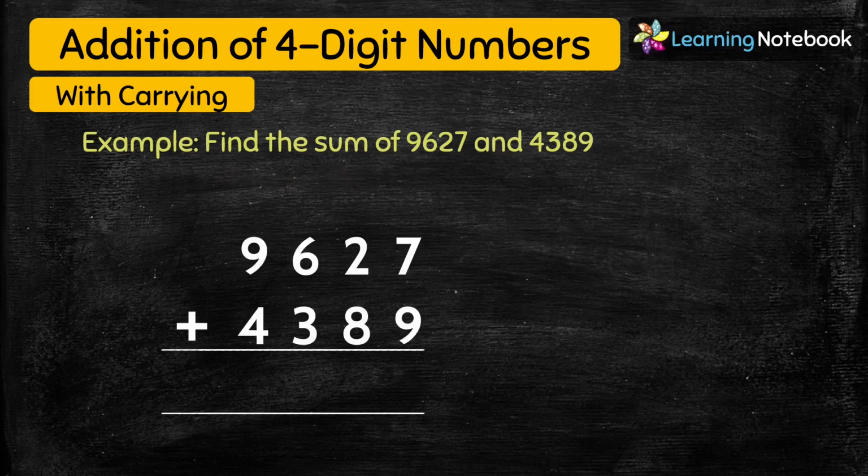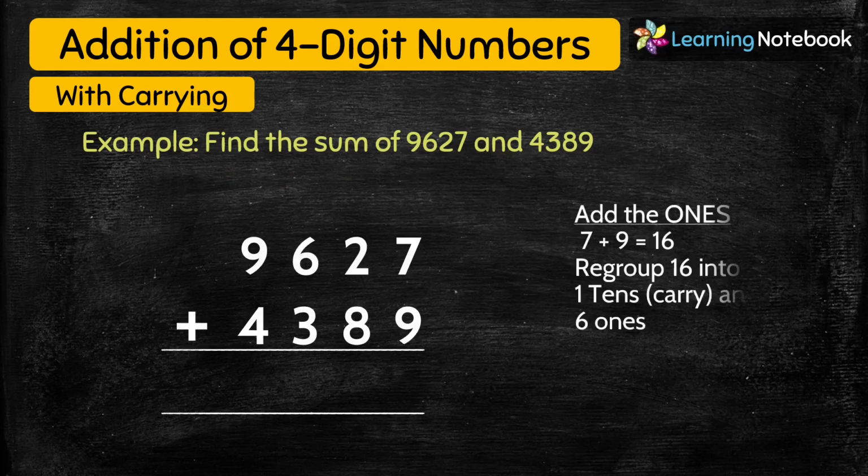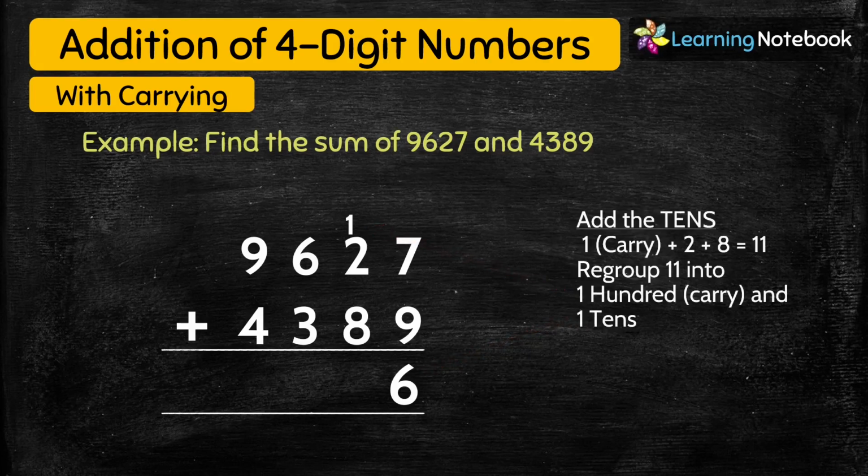Now we will start adding them from ones place. So 7 plus 9 equals 16. But we cannot write 2 digits in the answer. So we need to regroup 16 into 1 tens and 6 ones. Students, in simple terms, carry 1 to the tens place and write 6 in the answer. Now let's add the digits at tens place.